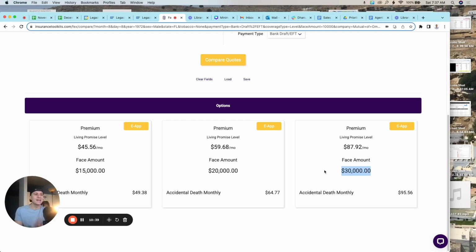Okay. Now, the last option is the max. So we got the starter option, option 1, explain the value, move forward, price. Starter 2, most common, label it. So what most people do, explain the value, give them the price. Third option is the max. Whatever the max is for the carrier, let's say Mutual's max is $30,000.